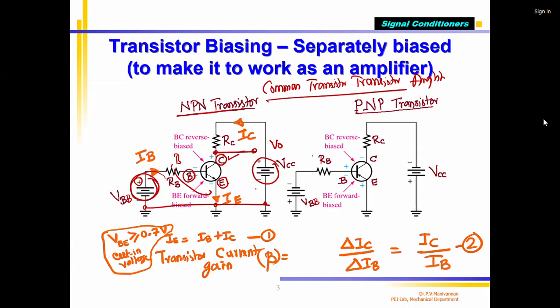This collector voltage is also measured with respect to emitter. This voltage also with respect to emitter. This voltage also with respect to emitter. So that's why it is called a common emitter transistor amplifier.